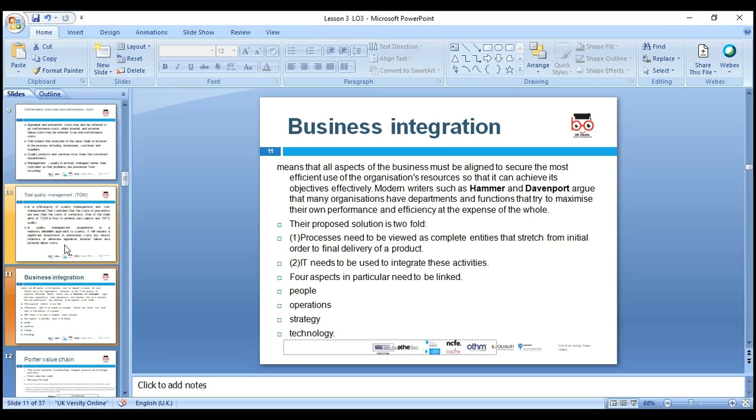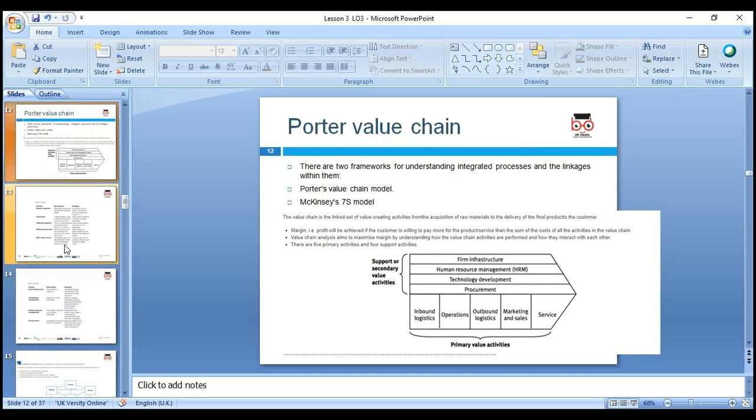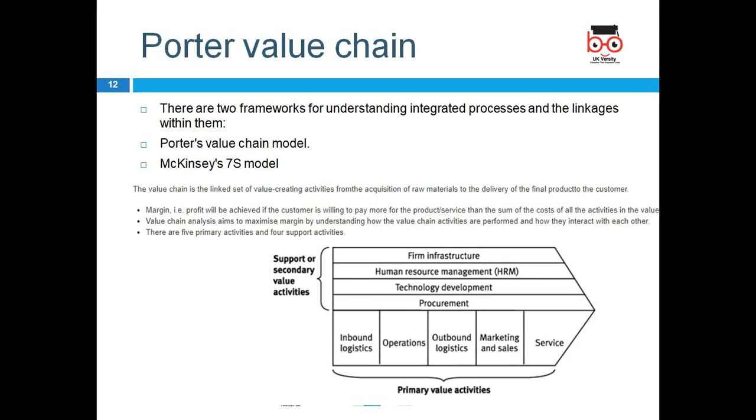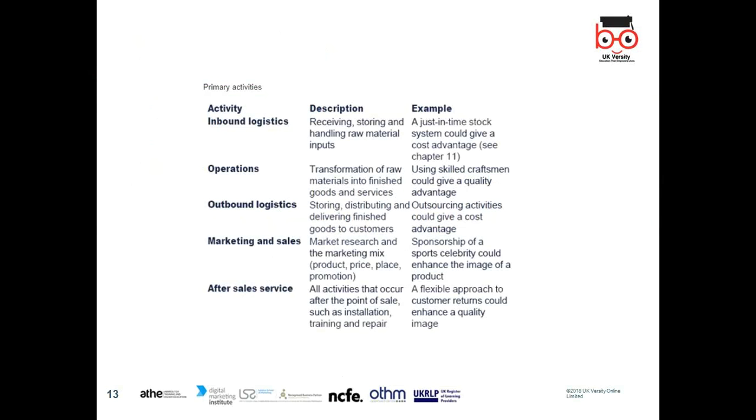IT needs to be used to integrate the activities and focus on aspects that link with people, organized operations, strategies, and technology. So, integration of the whole value chain. We need to look at the primary activities. This is the value chain model, because if we have quality services, that will help create more value for the organization. We also have the McKinsey 7S approach. So these all can lead towards quality.